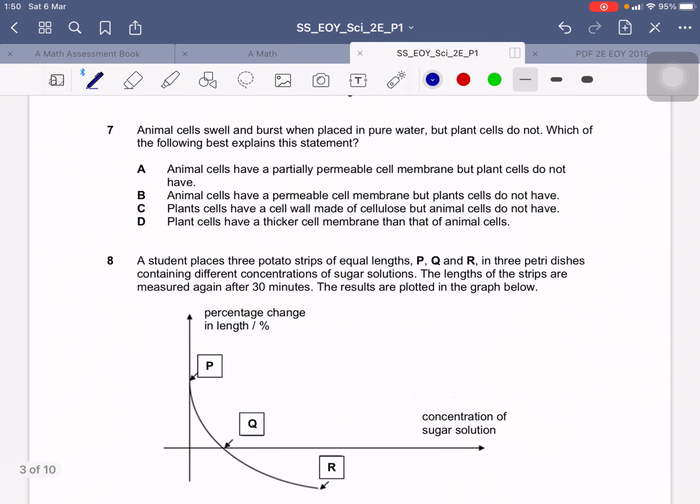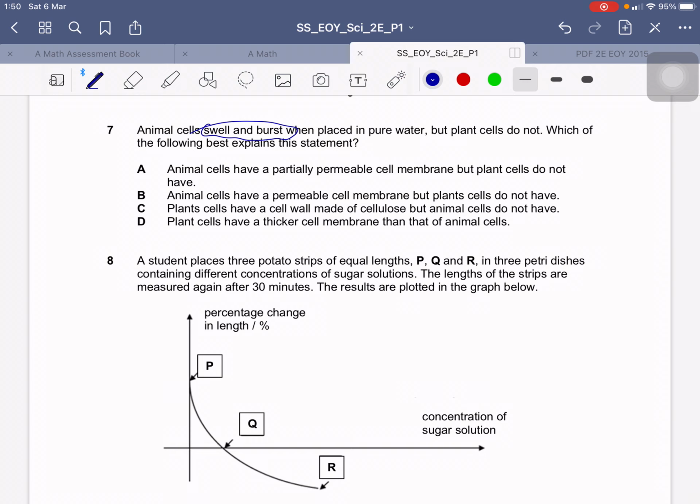Okay, number 7. Animal cells swell and burst when placed in pure water, but plant cells do not. So when we see this, swell and burst, immediately we'll be thinking of the idea of osmosis. That means water actually goes into the cell. So which of the following best explains this statement?